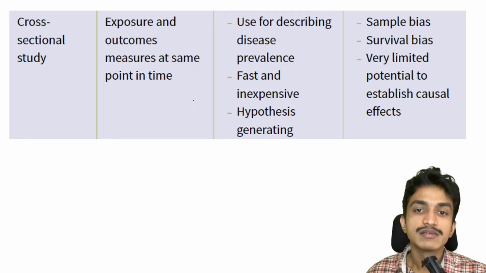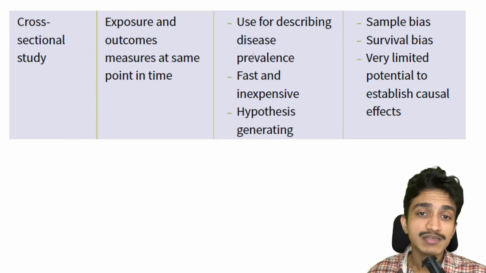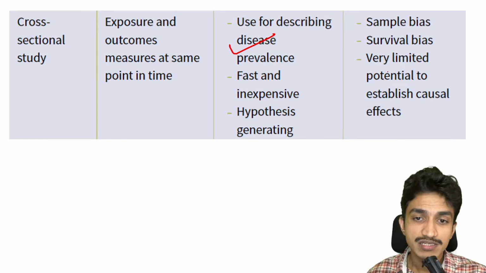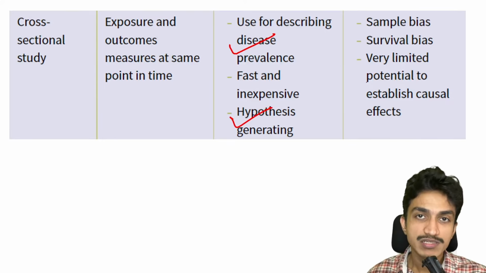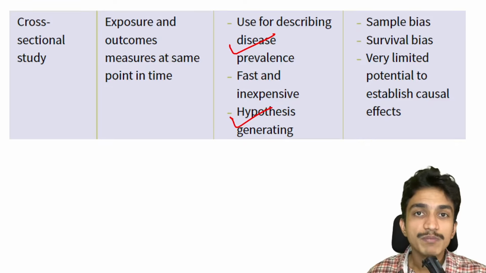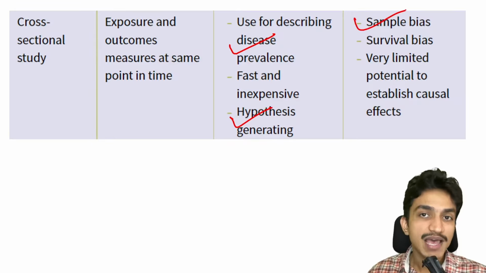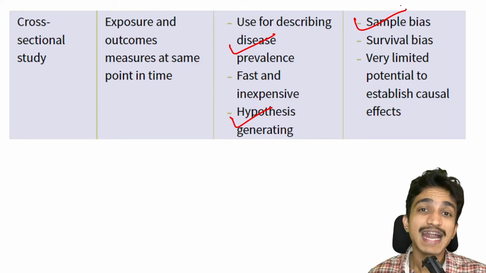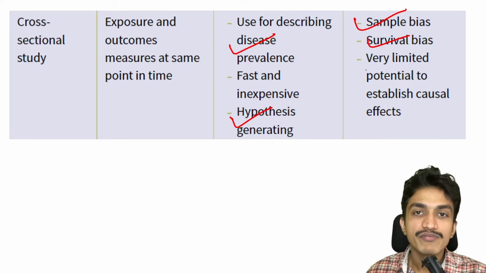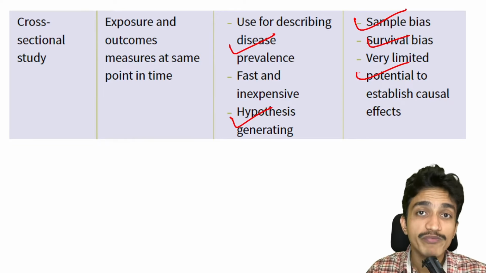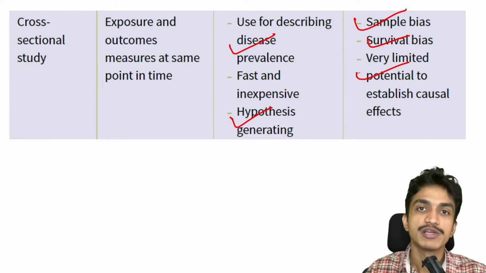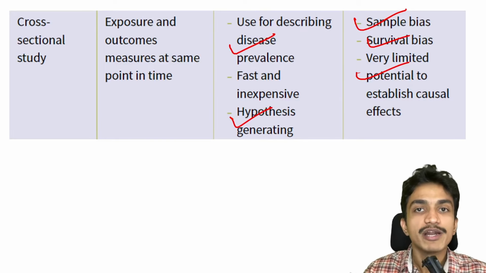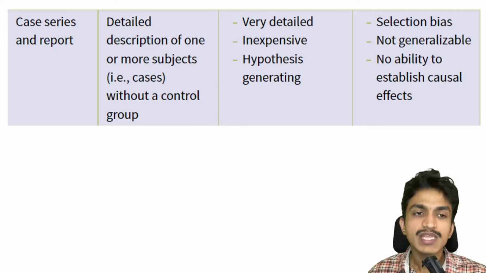Now disease prevalence can be studied by cross sectional study. Again, inexpensive, fast, and we can generate a hypothesis. But again, as we are taking only a particular group of people, there is sample bias, survival bias, because we are studying at a point in time, and very limited potential. It cannot be used for causal effect because we are taking a group of people and generalizing it. So we cannot say that there is a causal effect due to a particular exposure or a treatment or a diagnostic test.